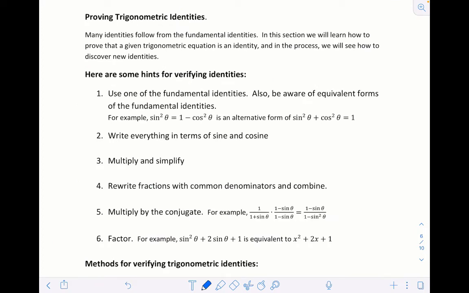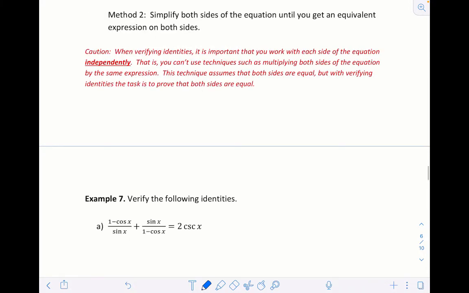Now let's talk about proving or verifying trigonometric identities. What we're going to use in this part is all the algebraic techniques that we've talked about before, such as multiplying, simplifying, common denominators, multiplying by the conjugate, and we're also going to use the fundamental trigonometric identities. Let me show you what it's going to look like for the verifying identities type of problems.